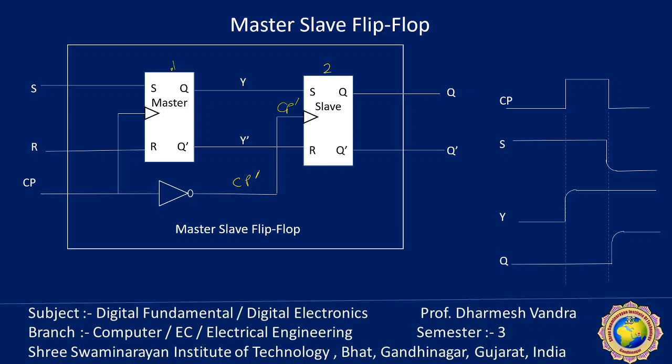The output of the inverter is 1, since the clock input of the slave flip-flop is enabled. Suppose the clock pulse is applied and the state is 1, set input. So what happens? At that time Y is 0, the clock pulse is 0 and Q is 0. Now, when the clock pulse is applied, the master is active. So this set input changes Y from 0 to 1, because the set is changed during this duration.